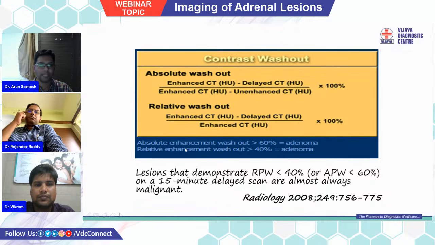So we have to remember, when absolute washout is more than 60% and relative washout is more than 40%, we can confidently say that this is adenoma. And when the lesions do not follow this pattern and the relative or absolute washouts are less than 60% and 40% respectively, then in a delayed scan, most probably they are aggressive lesions and a possibility of a malignancy or a metastasis is to be considered. Only if it is more than 60 or 40%, we can 100% label it as an adenoma.